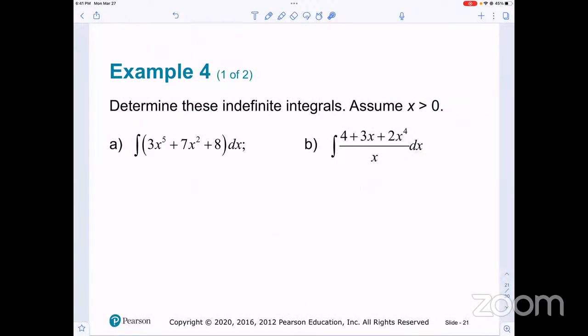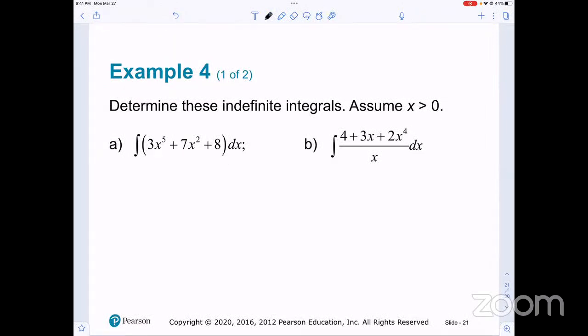Determine these indefinite integrals, assume that x is positive. I'm not going to write out those properties, I'm just going to apply them. Because we're integrating this trinomial, we could break this into 3 separate integrals. And every time we have a constant, you can move those constants in front of the integral. So this is really just the integral of x to the 5th, and then you just got to account for that 3. This is really just the integral of x squared, just keep the 7 in front, right? But again, I'm not going to write out those properties exclusively. I'm just going to write the result, right?